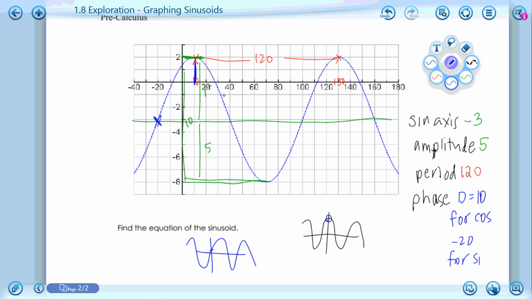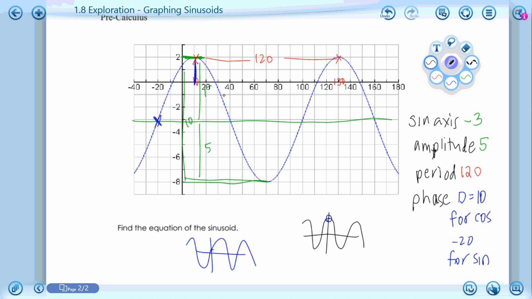Now, you don't have to do both of those. You can do one or the other. We're going to go ahead and do cosine, but we can write an equation for sine if we want. How do I put these things together? Well, I have these pieces of information, and I need to put them together to make an equation.